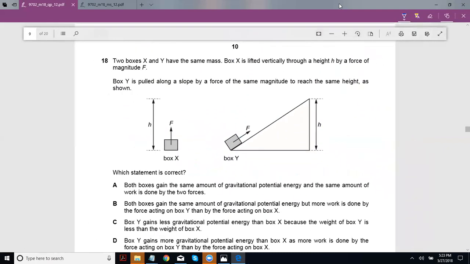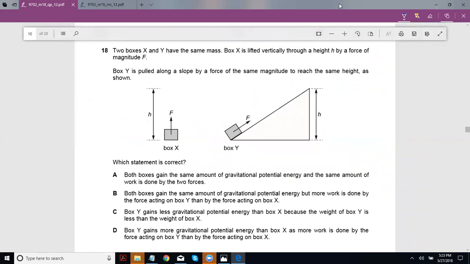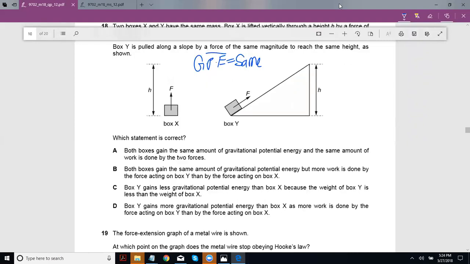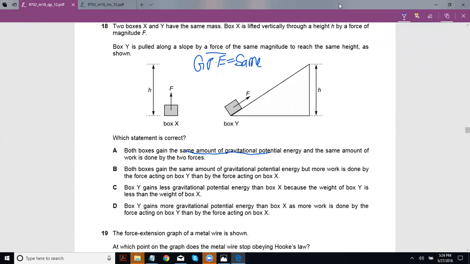Two boxes X and Y have the same mass. Box X is lifted vertically through a height of h by a force of magnitude F. Box Y is pulled along a slope by a force of the same magnitude. So there is the same force to reach the same height as shown. So what we can say for sure is that the GPE, the gravitational potential energy, is the same for both because they've reached the same height. So the same gravitational potential energy. Just on that, you can cancel out C and D.